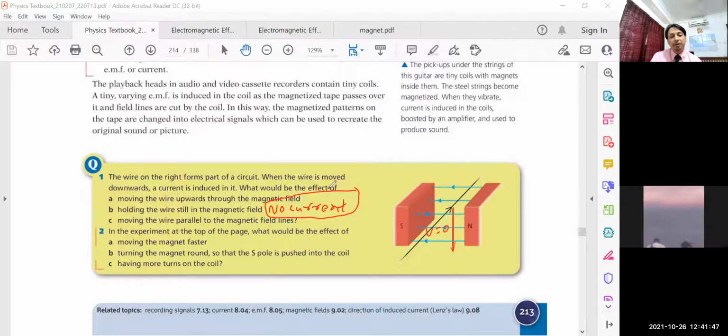Part C. Moving the wire parallel to the magnetic field. It means the wire is going in the direction of the magnetic field. So if the wire moves parallel to the magnetic field, theta is 0 degrees, or if it is anti-parallel, then theta is 180 degrees, and sin 0 is 0, sin 180 is also 0. In that case, moving the wire parallel to the magnetic field lines, no current will be there.